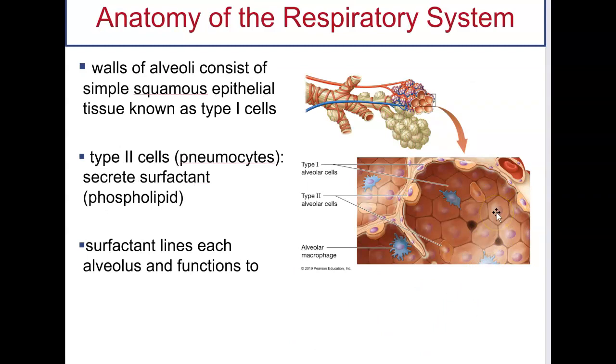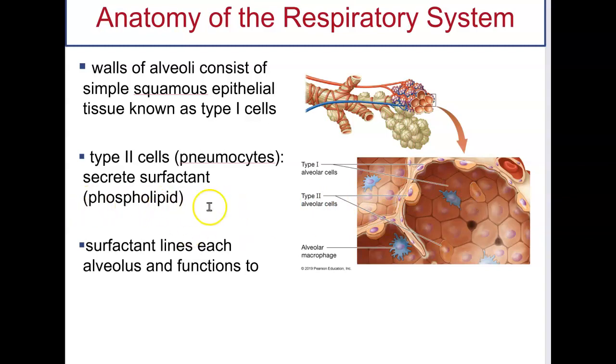Very, very thin. Now, you might remember that the capillary, right, blood vessels, capillaries also only have one layer of simple squamous cells. We also have some cells in here, they're called type 2 cells. And these type 2 cells, or these kind of orange looking ones, they make something called surfactant.